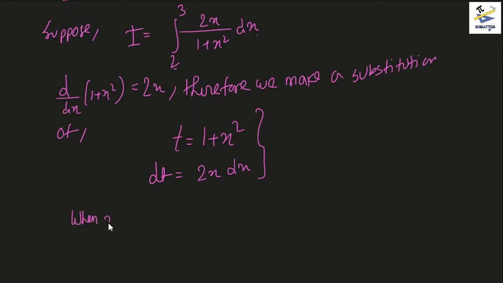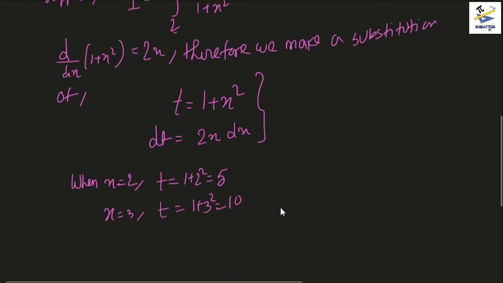So when x equals 2, we just need to put the value of x to find the new limit for t. So it would be 1 plus 2 square, or 5. And when x is equal to 3, t would be 1 plus 3 square, or 10.